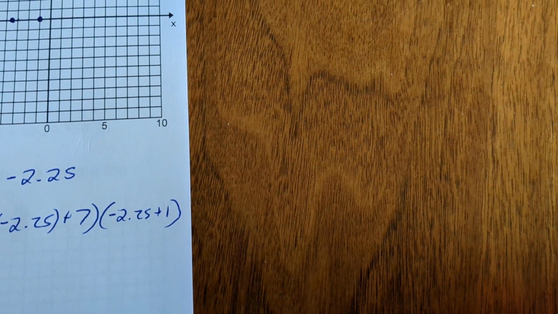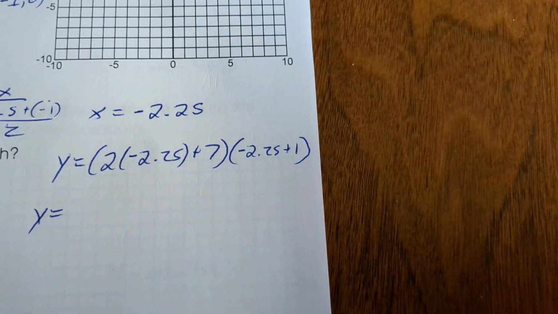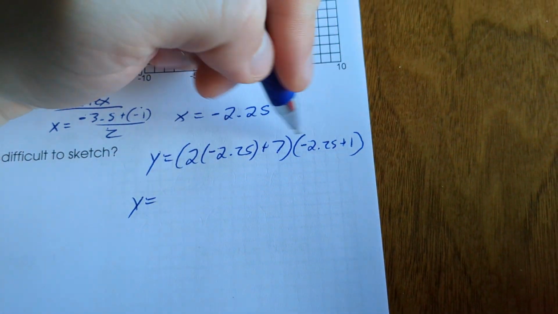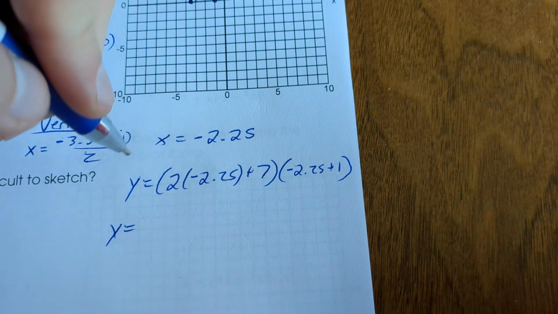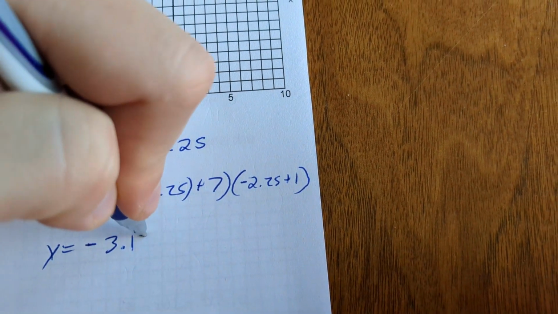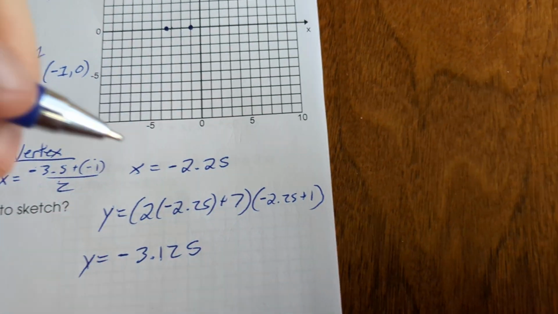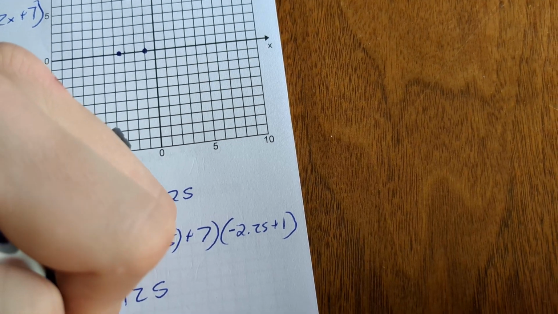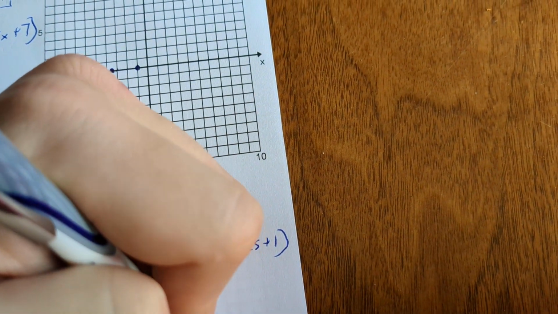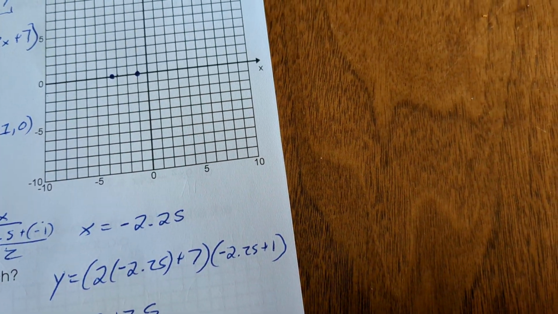So -2.25 plus 1. You're going to calculate all this: you do the brackets first and then multiply them, and you should get -3.125. So our vertex is -2.25 and -3.125.